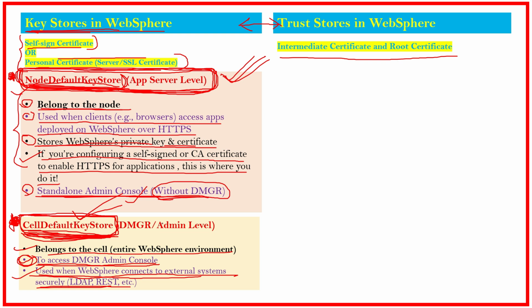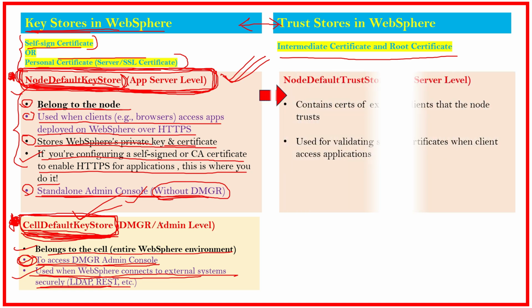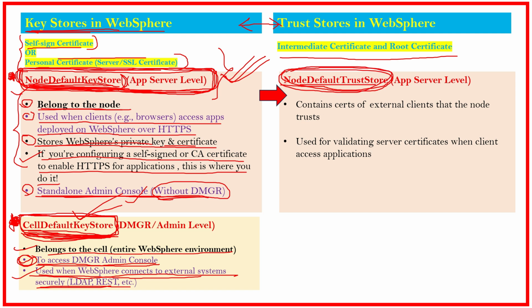So I have explained completely what exactly is the difference here, right? Now, as I said, for each and every key store, there is a corresponding trust store. So for this node default key store, you will have a corresponding trust store with the name of node default trust store, which contains your intermediate or root certificate, you can say, when we are going for the third-party certificate.